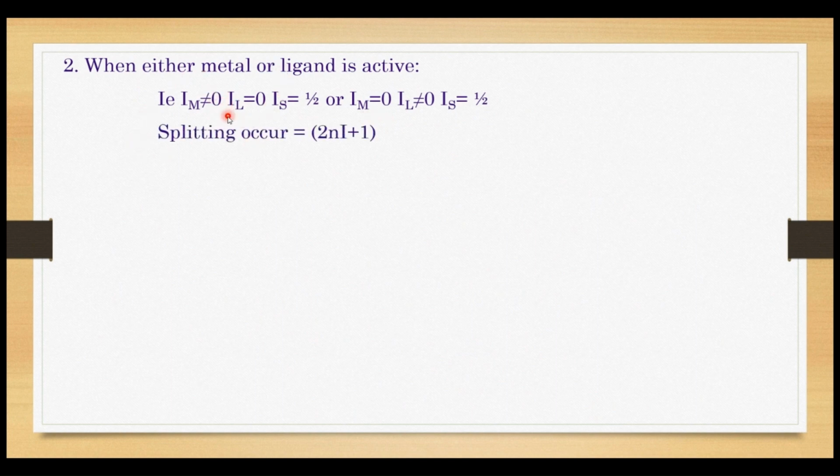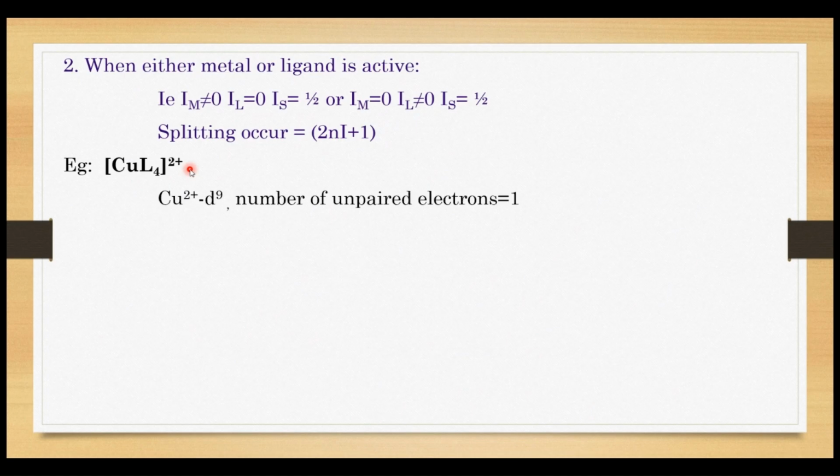Okay, as any of the nuclei is active, there will be splitting, that is sure, and that splitting will be 2NI plus 1. Now we can consider an example, CuL4 2+. Here it is a copper complex, a 4 coordinated complex. Cu2+ has a d9 configuration, so there will be one unpaired electron, that is sure. It is ESR active as it contains one unpaired electron.